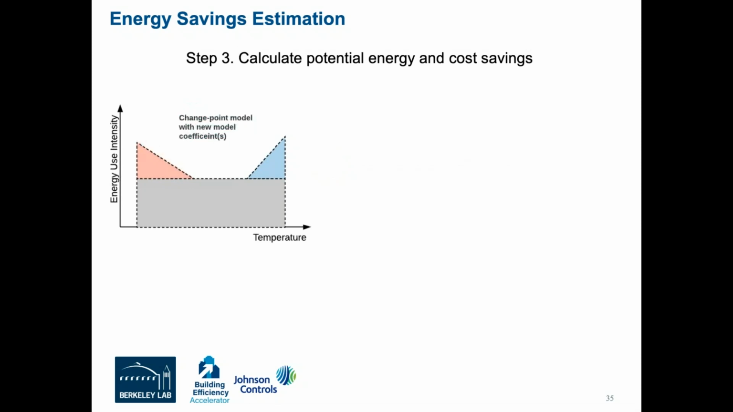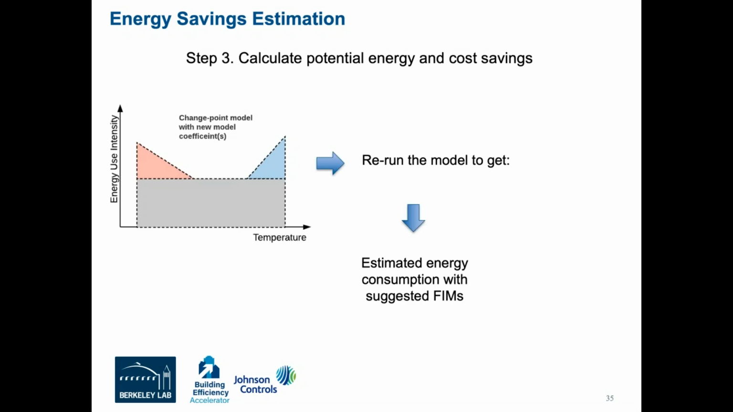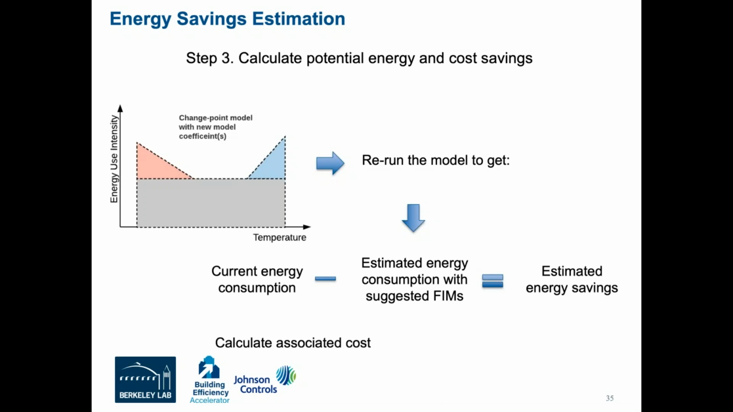And a new change point model, a new inverse model, is created with this new model coefficient, this more gradual slope for heating sensitive consumption. Better will rerun the model and get an estimated energy consumption with these new facility improvement measures. They'll take the current energy consumption, subtract out the estimated energy consumption with the new facility improvement measures, and get the estimated energy savings, and then calculate associated cost.